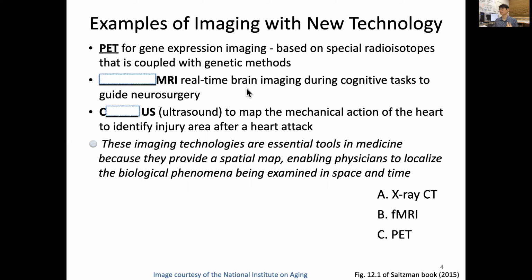The second is real-time brain imaging during cognitive tasks to guide neurosurgery. During neurosurgery, such as resection of a brain tumor, you don't want to resect a very critical functional part of the brain. So you ask the patient to do a relevant cognitive task to visualize that part of the brain. That technology is called functional MRI.